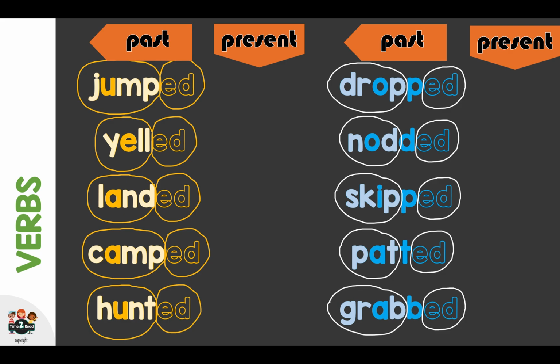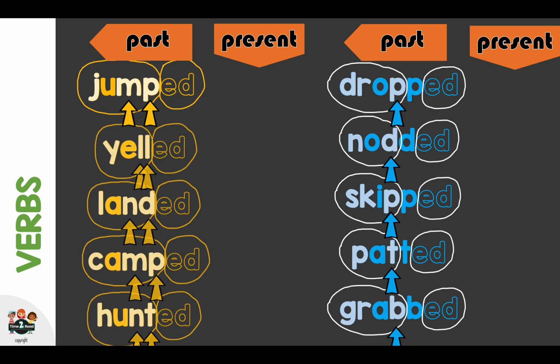Let's see what letters we have after the short vowel. In the yellow verbs, I notice 2 consonants in each verb. What do we see with the blue verbs? I notice only one consonant. Boys and girls, so I needed 2 consonants for each verb before I added ed. I wonder why. Let me tell you.